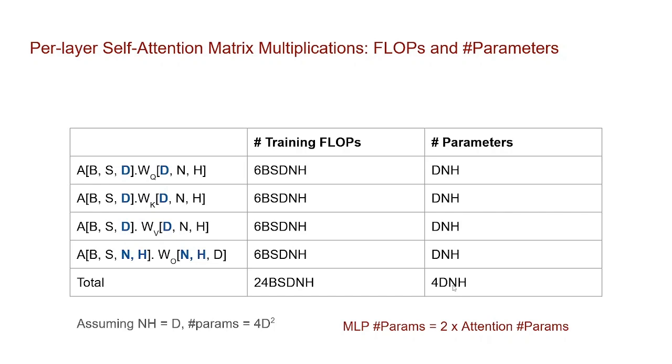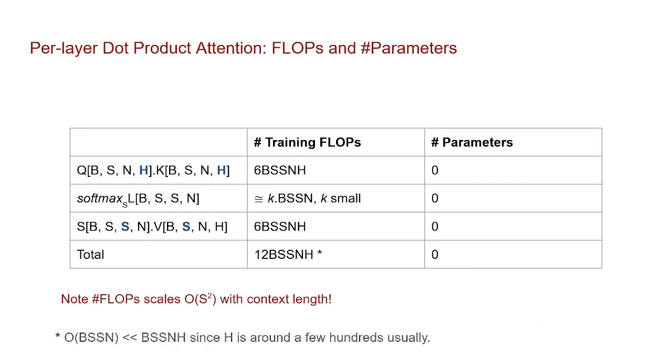Usually, as I said before, to keep the computation limited, we take NH equals D. So the number of parameters is 4D square for the self-attention module. And we'll see that the dot product attention in the self-attention module doesn't involve any parameters. So effectively we can say that the MLP takes up twice the number of parameters as the self-attention module. This is a useful thing to remember, that it's the MLP which often dominates the parameter count.